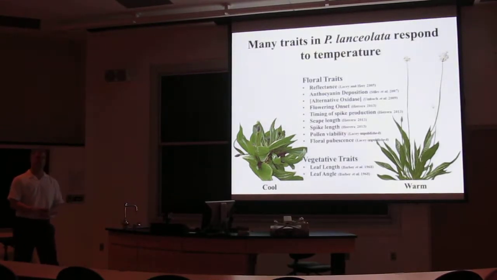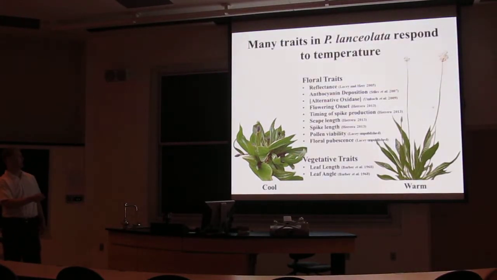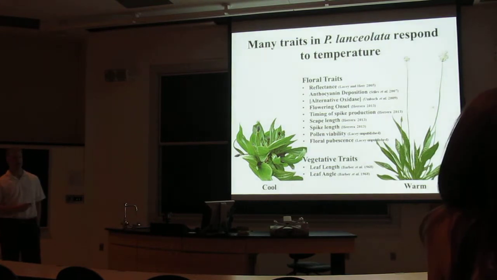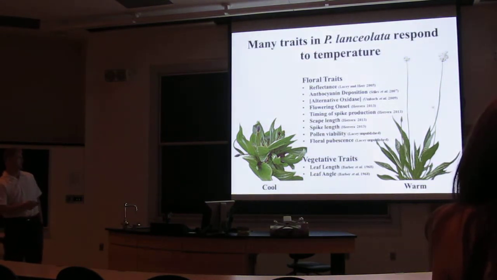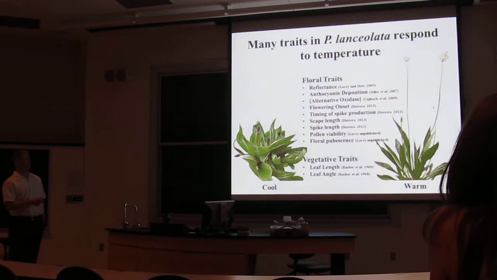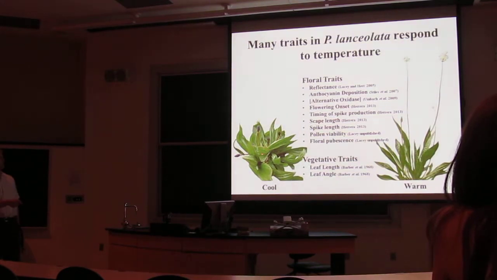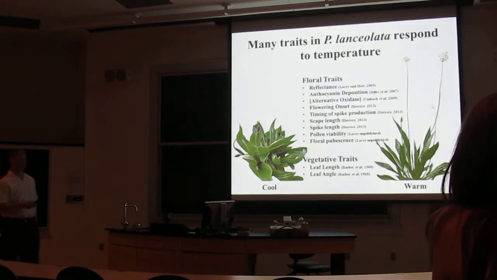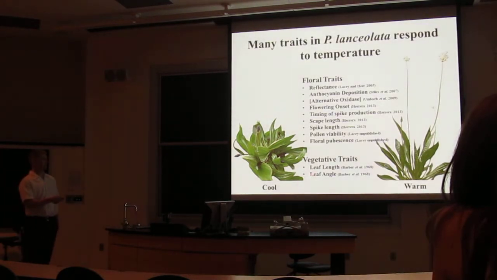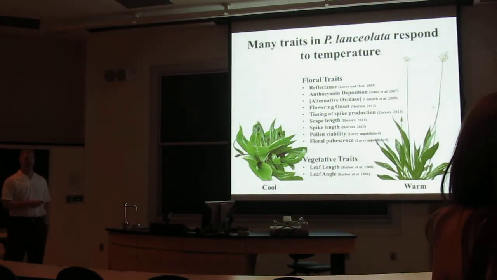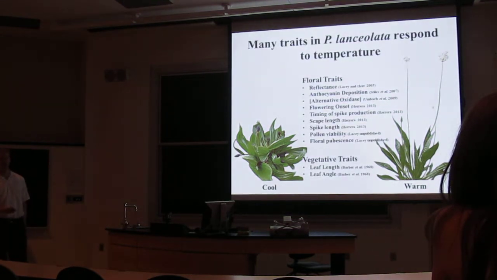Traits are also known to respond to temperature, including anthocyanin deposition and alternative oxidase concentration in the flowers, as well as the timing of flowering onset and spike production, the length of these scapes. As you can see, they're very long in warm environments and shorter in cool environments, as well as the percentage of viable pollen and floral pubescence, which are small microscopic hairs that I'll show you later, and some vegetative traits, including leaf length and leaf angle, also respond to temperature.